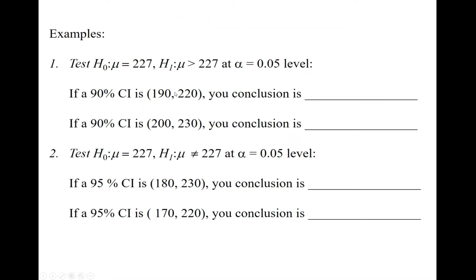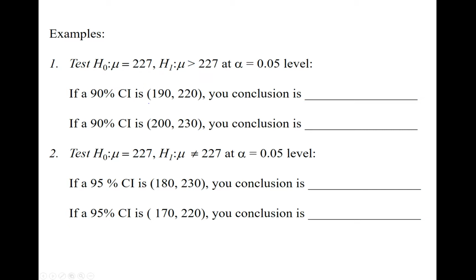So let's take a look at the first one. Suppose you're going to test this right tail test at this level. What confidence interval should you find? 1 minus twice the alpha, because this is a one tail test. A confidence interval is actually for two tails, so we have to double the alpha. Which means 1 minus 0.05 times 2, which is a 90% confidence interval. So you need to find the 90% confidence interval.